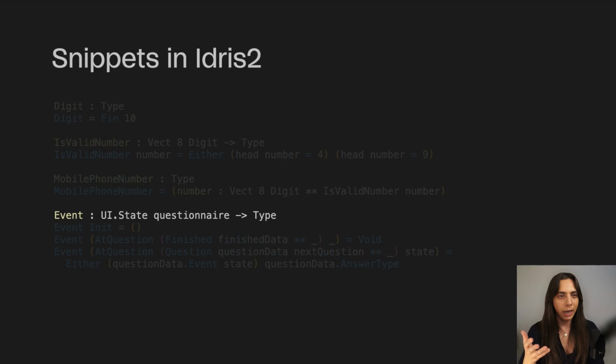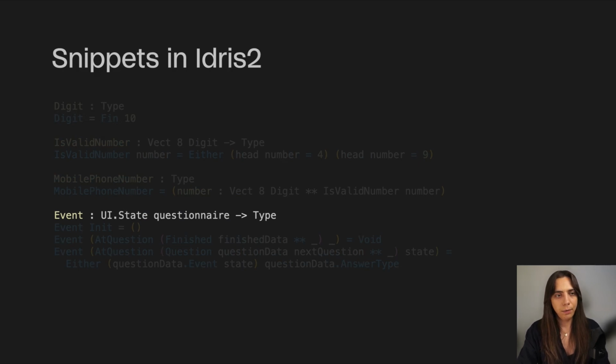So, of course, I had to fix this. I took the library, the Idris DOM MVC library, it's called, and I forked it and changed it so that the event type depends on the state type. And then I implemented using that.